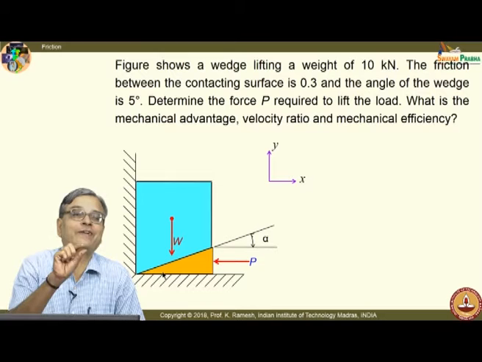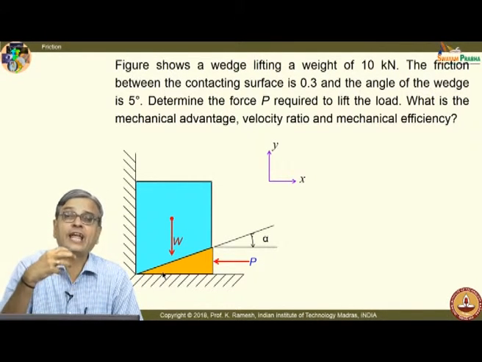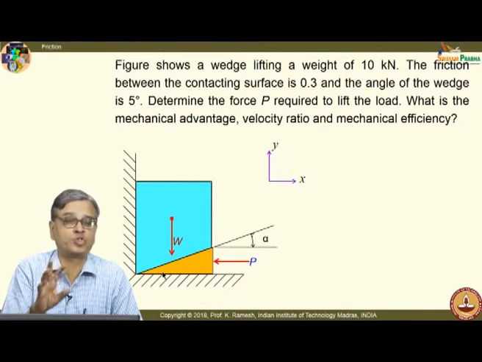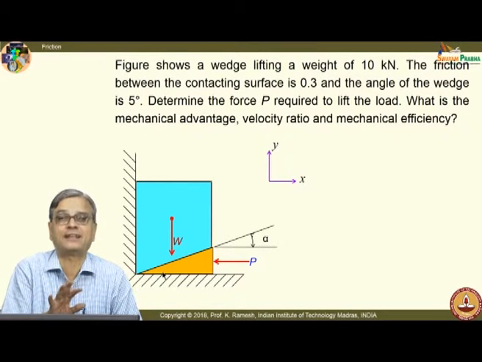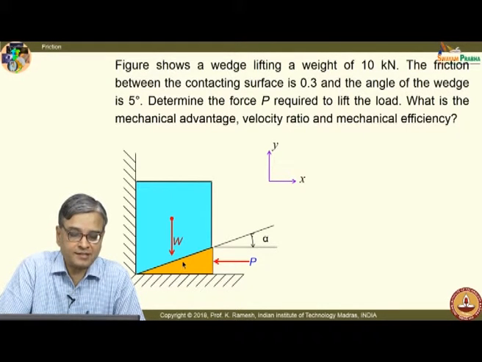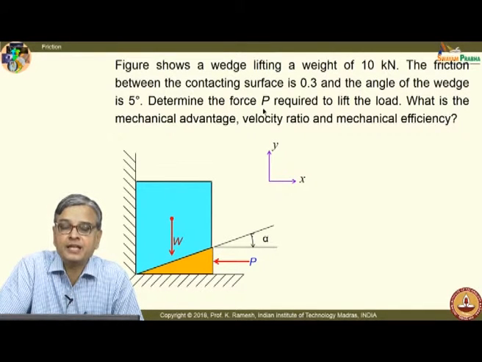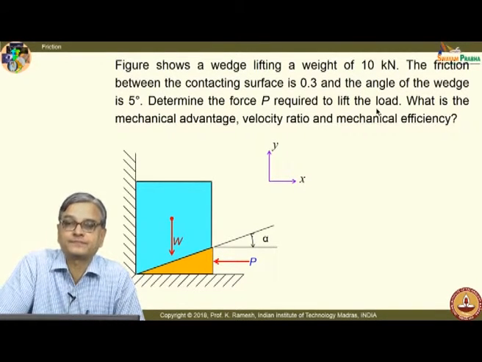If it is actually 5 degrees, it will almost look like parallel lines. To aid your visualization in problem solving, it is deliberately done, fine. So, do not take this angle as 30 degrees, it is given only as 5 degrees in the problem statement. And the question is, determine the force P required to lift the load.